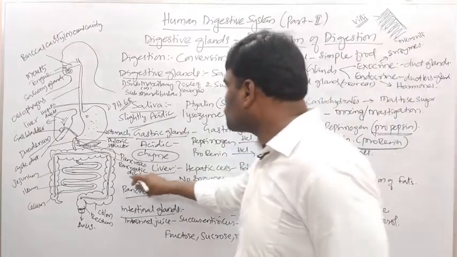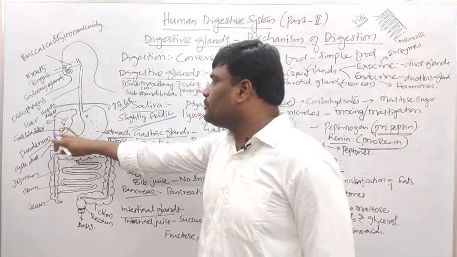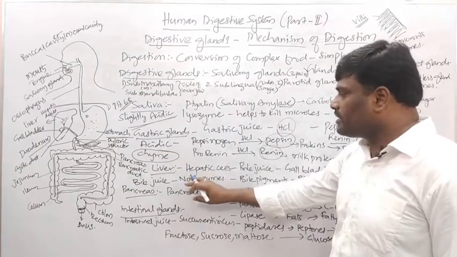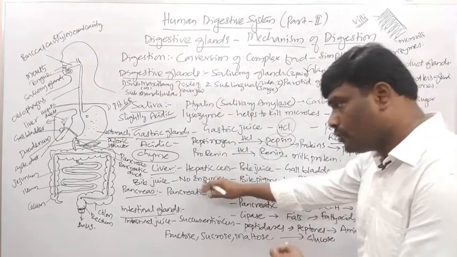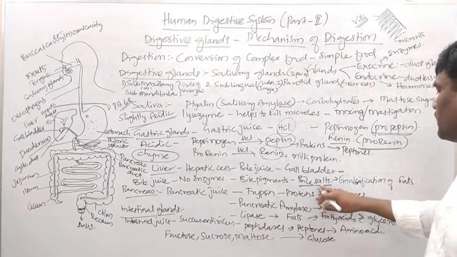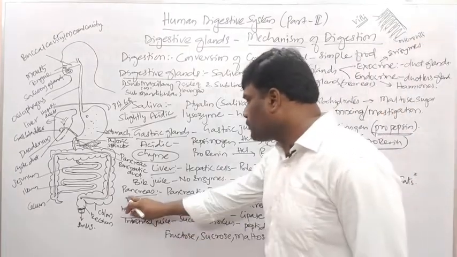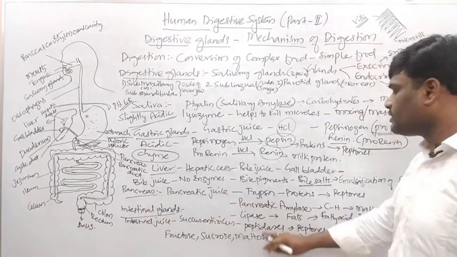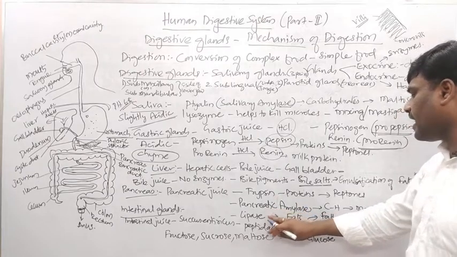And then the next part is the duodenum. Pancreatic juice as well as bile juice pours into the duodenum. The bile juice has no enzymes, but it consists of bile pigments and bile salts. Bile salts are very important for the emulsification of fats. And next, the pancreatic juice, which is secreted by the pancreas, consists of 3 important enzymes: trypsin, pancreatic amylase and lipase.